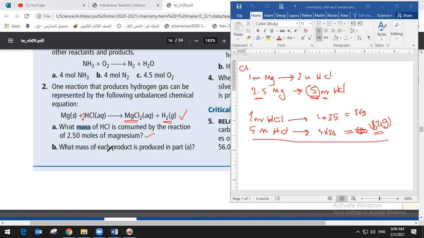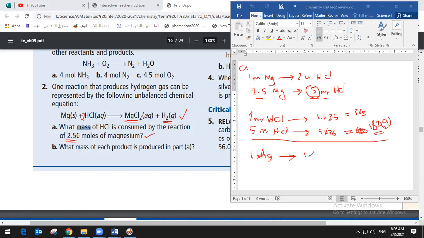He asks about the mass of each product produced in A. So we are gonna use the givens, the results which we reached. We reached that the 2.5 moles of magnesium is gonna react with 5 moles of hydrochloric acid. So we're gonna follow the same manner here. We said first, 1 mole of magnesium produces how many moles of magnesium chloride?